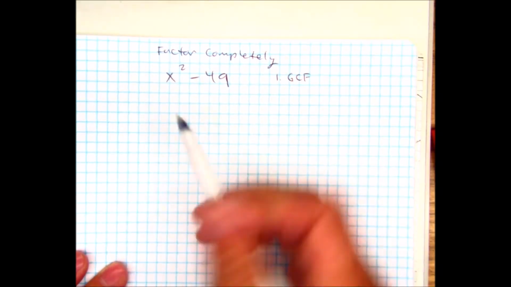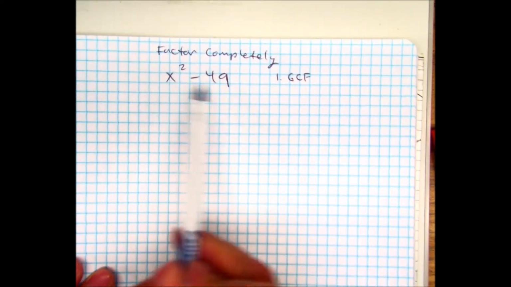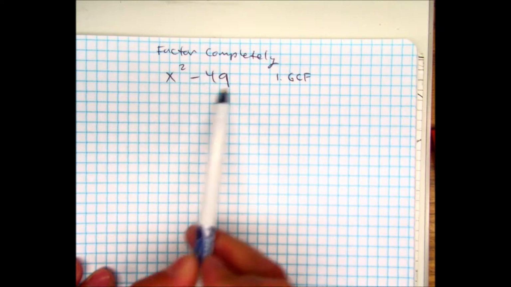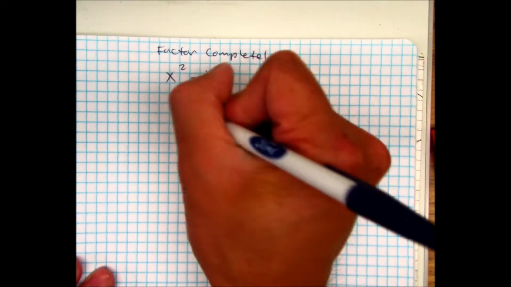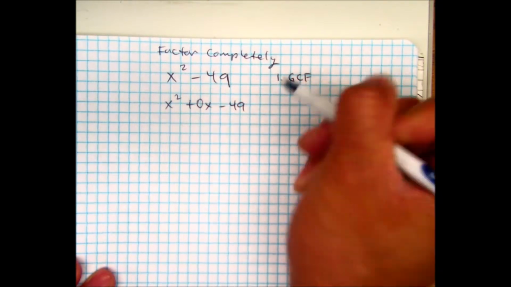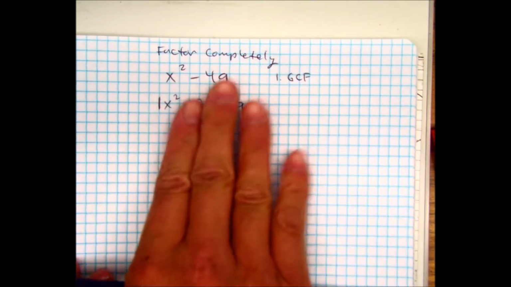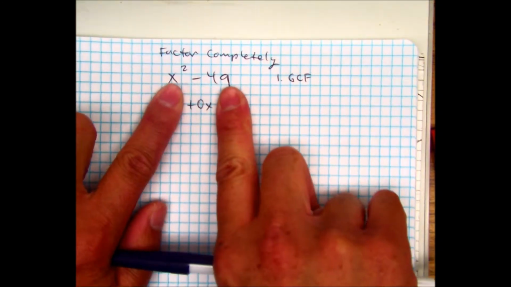So the first thing I'm going to do is look for a greatest common factor. Well, I'm looking for really 3 terms, but I only see 2 of them. One, and then this is the second one. So in this problem, I'm going to add a 0. And there's my 3 terms: 1, 2, and 3.